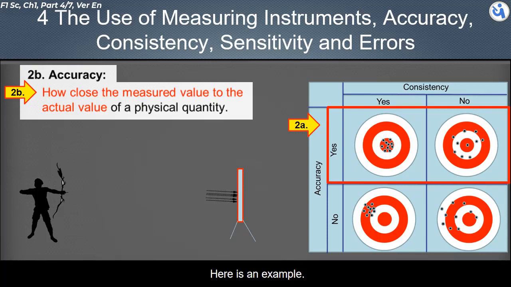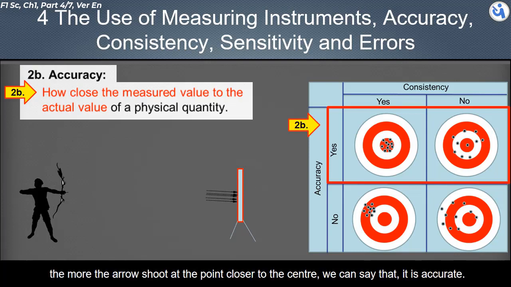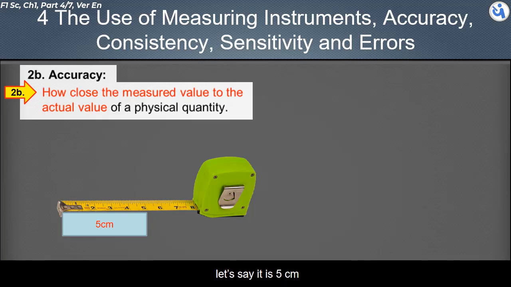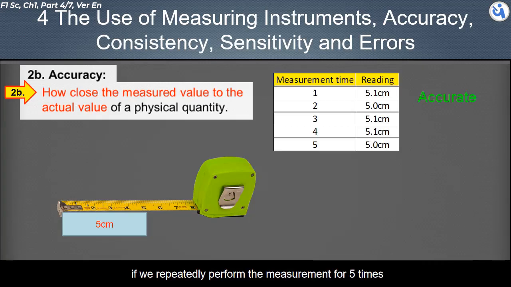Here is an example. An archer performs shooting at an arrow target repeatedly. Since the target of the shooting is the center of the target board, the closer the arrows are shot to the center, the more accurate we say it is. For a measurement system, let's say we have an object with a known length of 5 centimeters. If we repeatedly perform the measurement 5 times, and we get 5 centimeters each time, we can say that the measurement system is accurate and consistent.